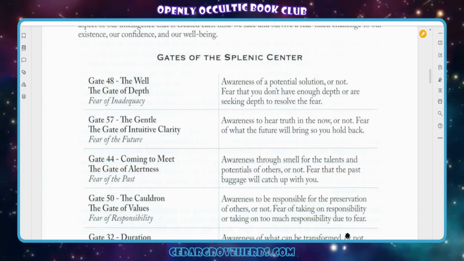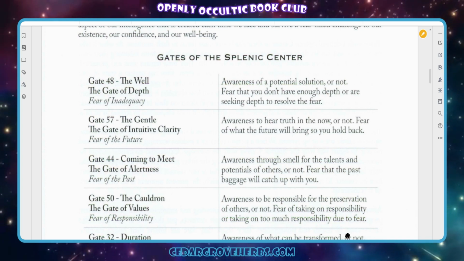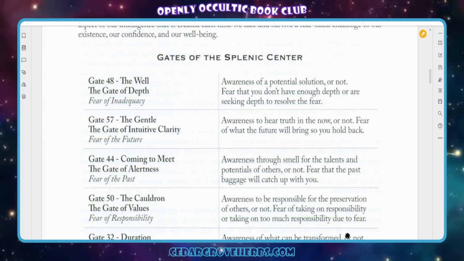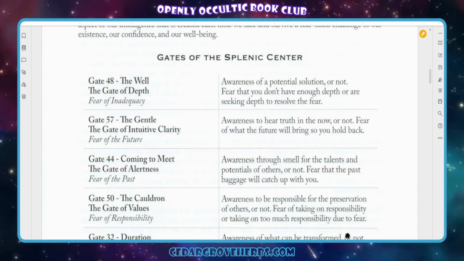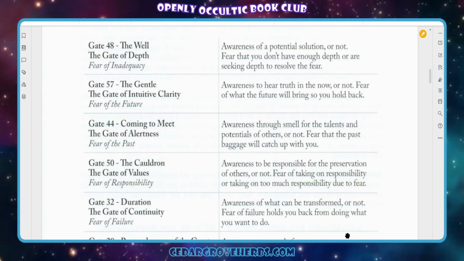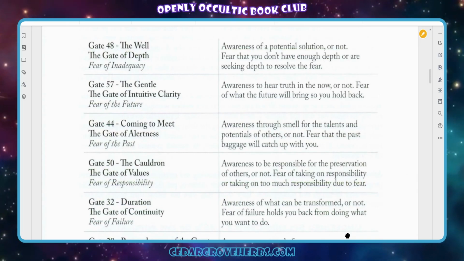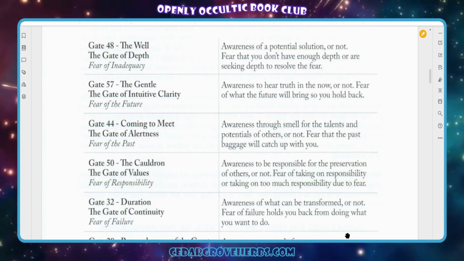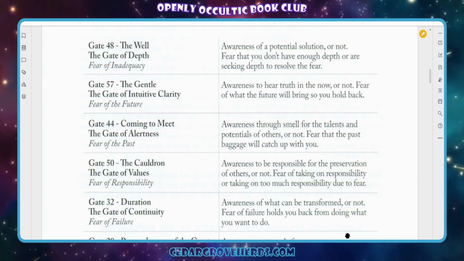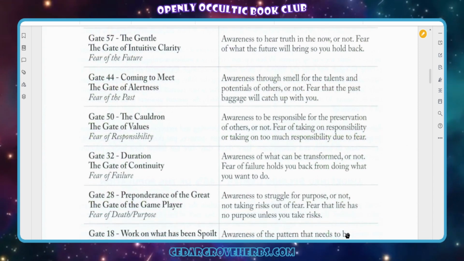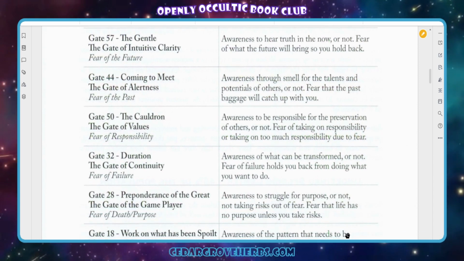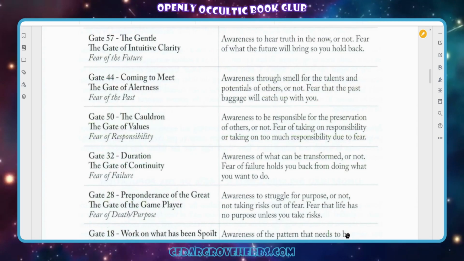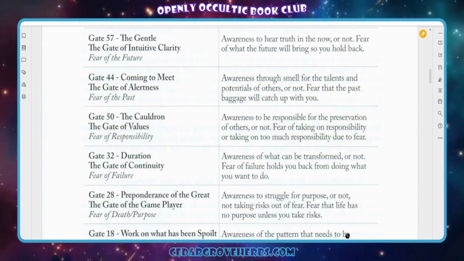Gate 48, the well, the gate of death, fear of inadequacy, awareness of a potential solution or not, fear that you don't have enough depth or are seeking depth to resolve the fear. Gate 57, the gentle, the gate of intuitive clarity, fear of the future. Awareness to hear truth in the now or not, fear of what the future will bring, so you hold back. Gate 44, coming to meet, the gate of alertness, fear of the past. Awareness through smell for the talents and potential of others or not. Fear that the past baggage will catch up to you.